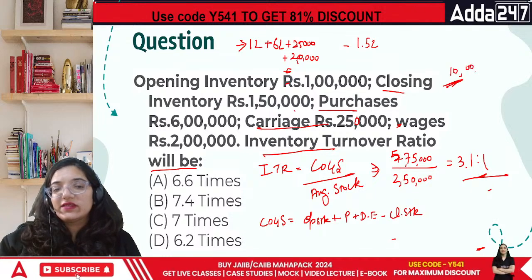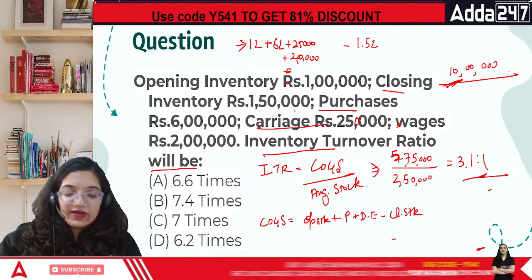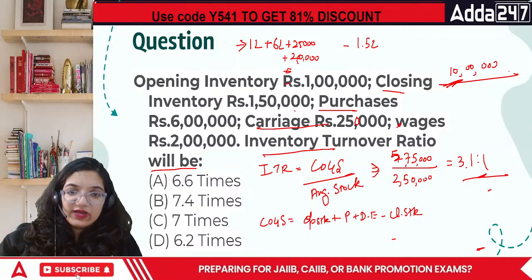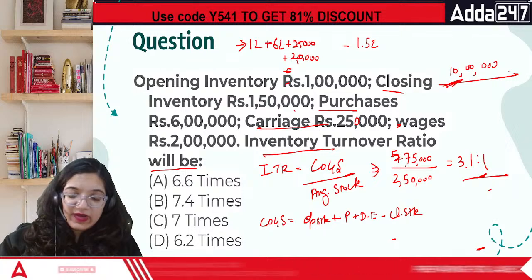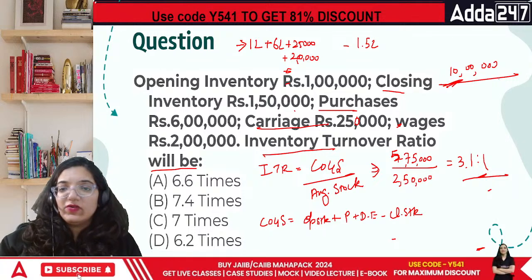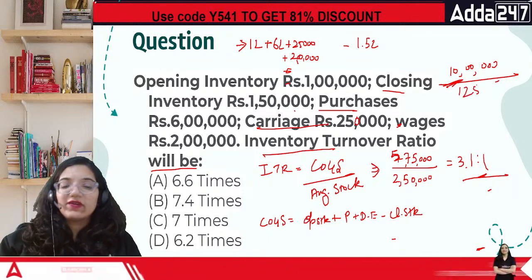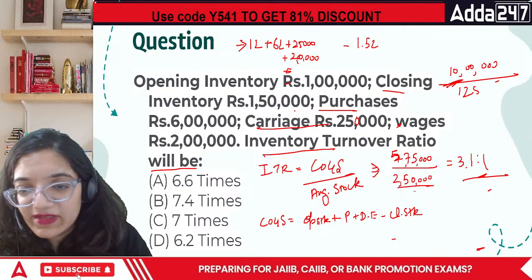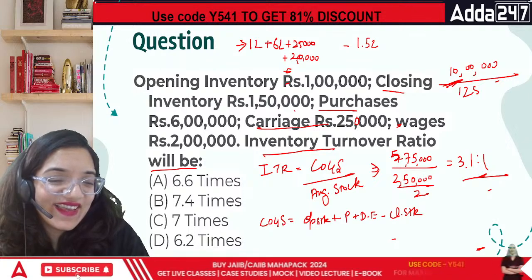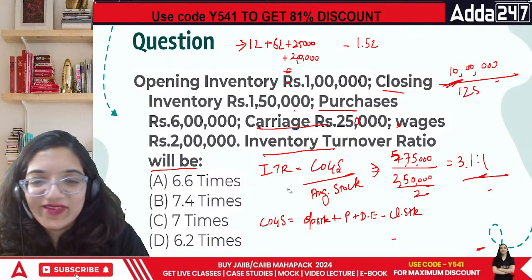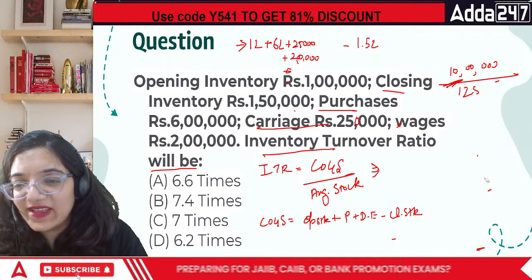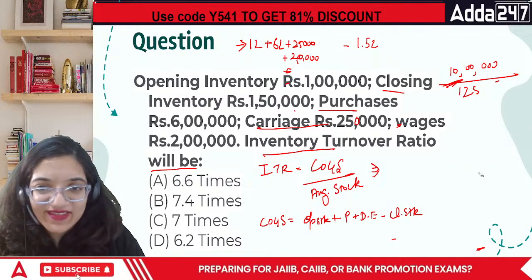10 lakhs divided by 1 lakh plus 1,50,000 divided by 2. Oh, this is 1,25,000. Oh, I'm making a mistake. I've got my mistake. I had to divide this by 2. All the calculation mistakes. I was thinking I don't forget the wrong answer. I got wrong answer there.